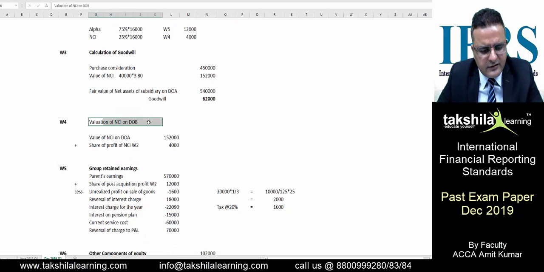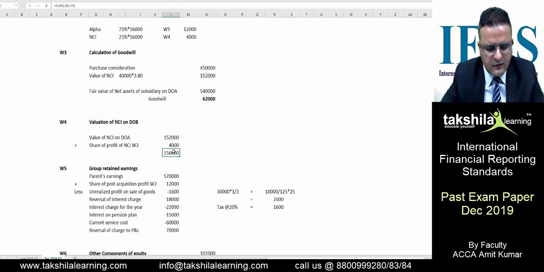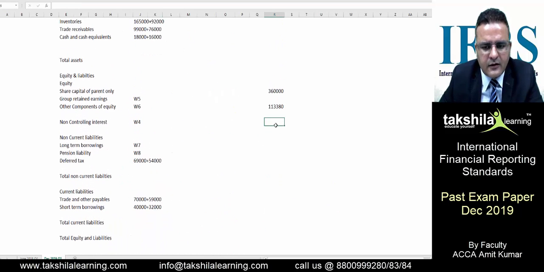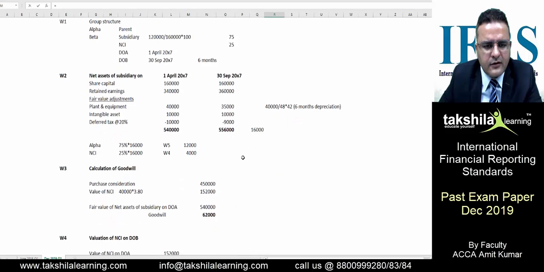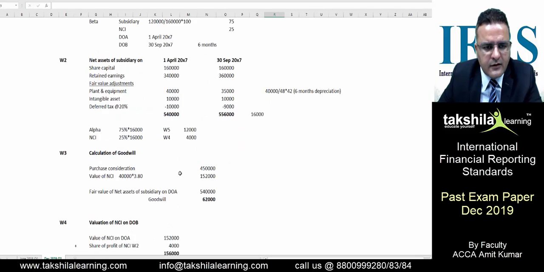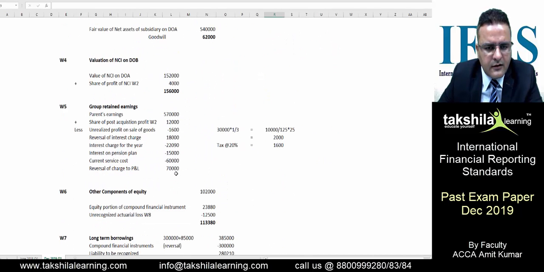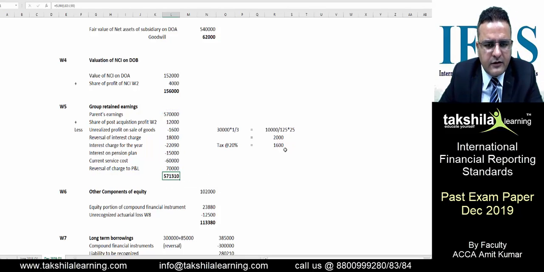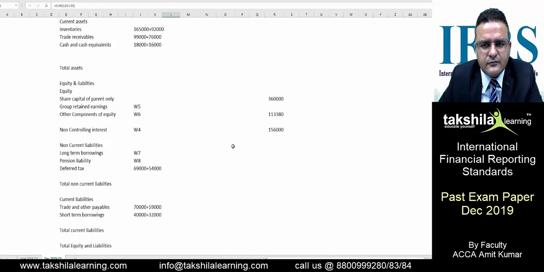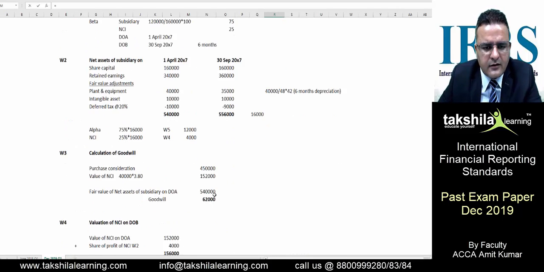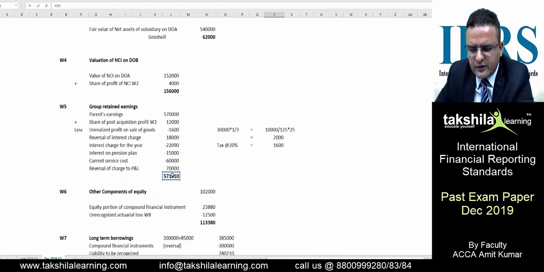Valuation of NCI in the balance sheet is equivalent to 156,000. Working note number 4 is equal to 156,000. Let's give a total to group retained earnings. It is equal to 571,310. Working note number 5, 571,310.